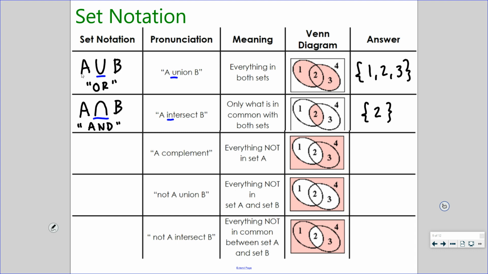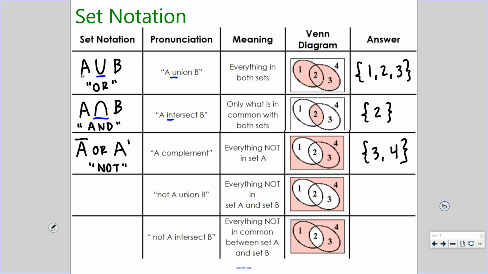Okay, complement we've learned. I've seen this notation on Alex, and I saw this notation in your book. The key word for this is "not." The complement is everything that's not in that set. If I said the complement of set A, it would be everything that's not in that bubble. So that would be 3 and 4, which are technically not in it. This is an example of a complement.